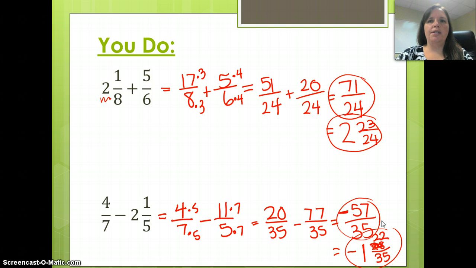All right, so addition, subtraction of fractions, common denominator. That's the reminder you need.